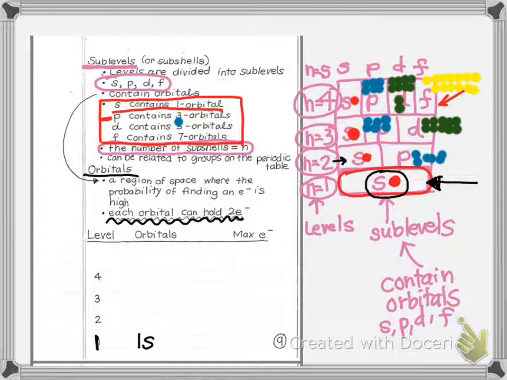Now, S's, if you look up here, only have one orbital. That's why I only drew one dot. And each orbital can hold 2 electrons. So on this first level, all I can have are 2 electrons. Now, the second level, if I look here, I have a 2s, and I have a 2p.